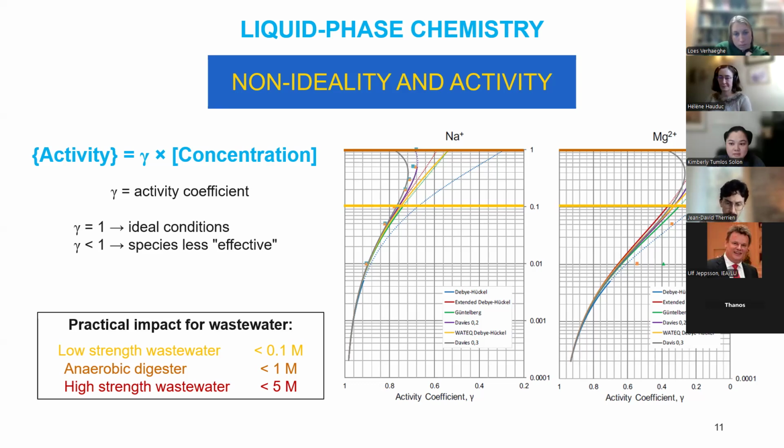And if we ignore activities, if we use concentrations instead of activities, our equilibrium equations will be wrong because, as I mentioned, equilibrium equations should use activities instead of concentrations. Therefore, your pH prediction will be wrong. Therefore, your prediction of precipitation will also be wrong. So for a more accurate wastewater modeling, especially for high strength wastewater, activity corrections are not just optional, they are essential basically.